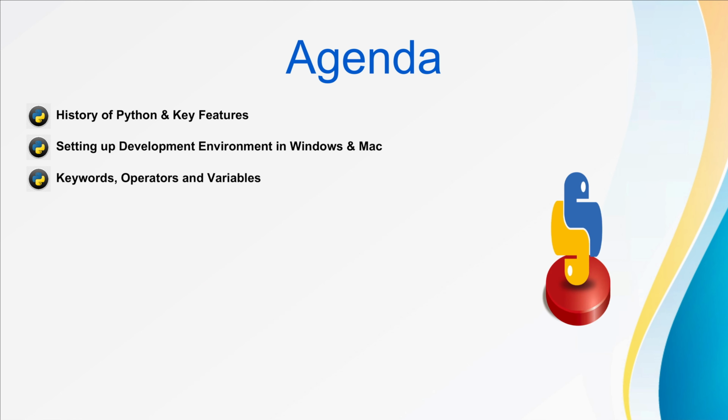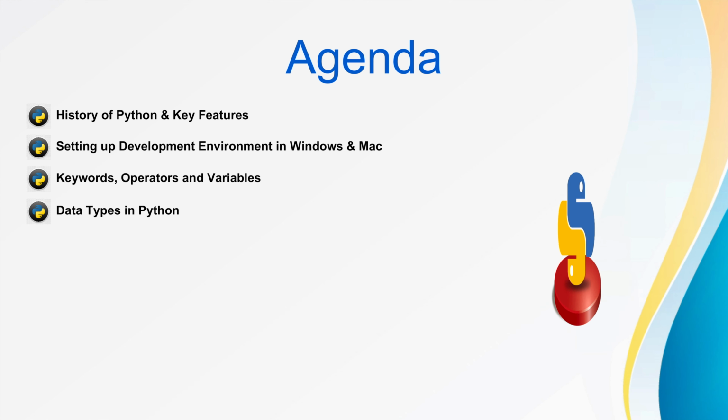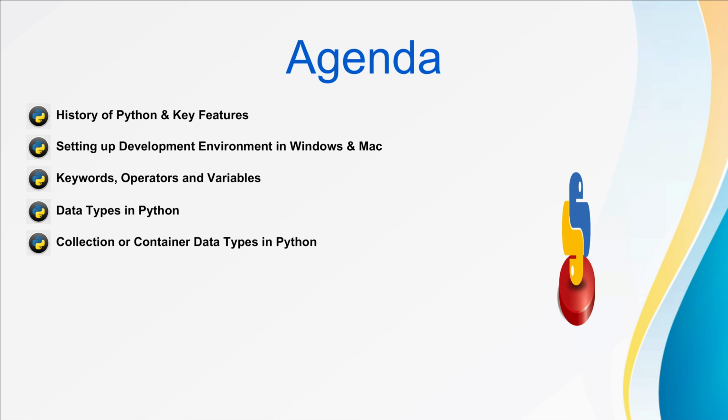Then we move on to keywords, operators, and variables in Python, followed by basic data types like numbers, string, boolean, and NoneType data types. Then Python also supports some advanced collection data types such as lists, tuples, sets, and dictionaries. We will have a separate session for each data type with proper examples.